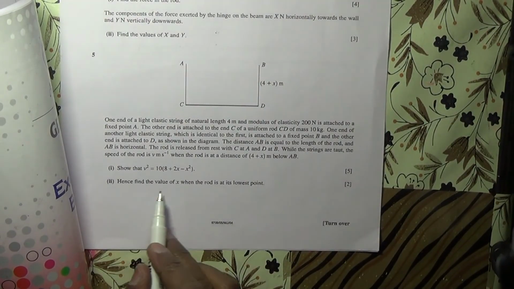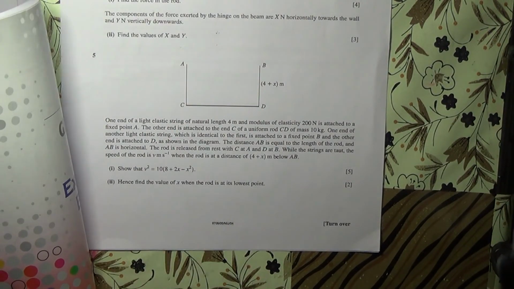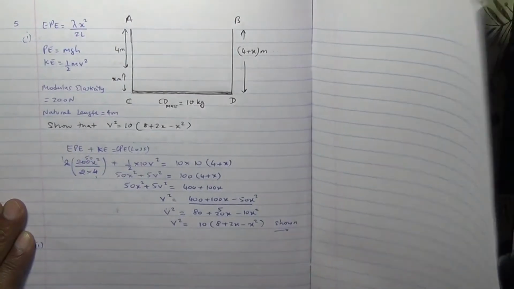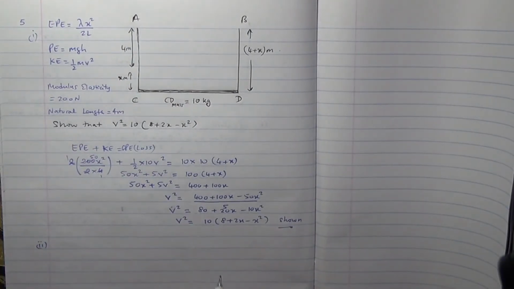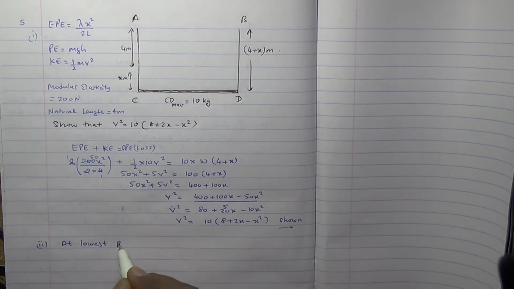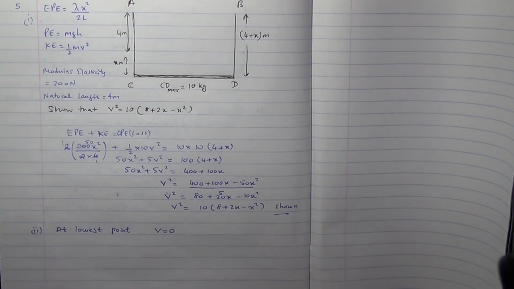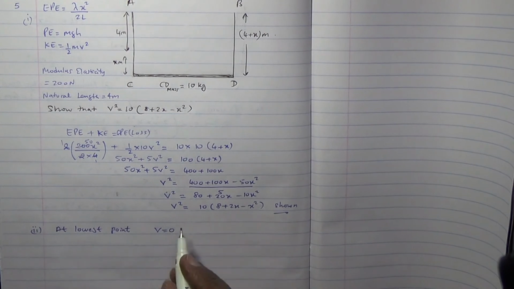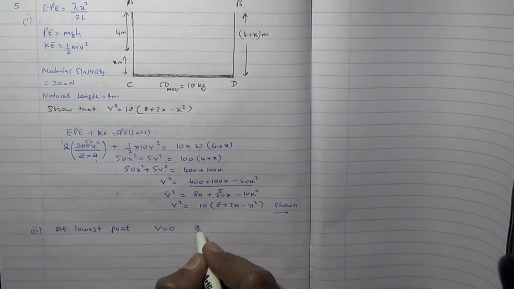Now they want us to find the value of x when the rod is at its lowest point. Okay, if the rod is at its lowest point, we are confronting v equal to 0. The velocity is 0 now. So we're just going to have to solve this equation by equating it to 0.